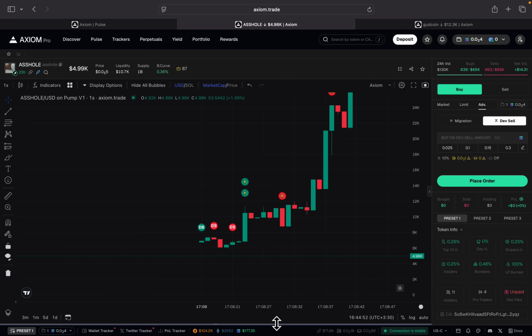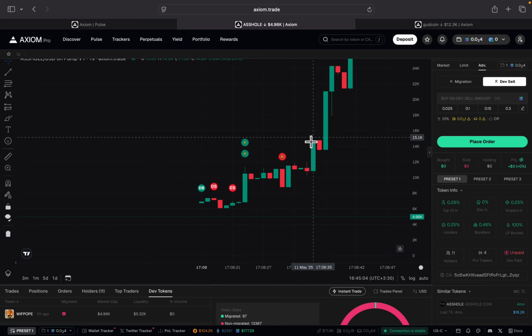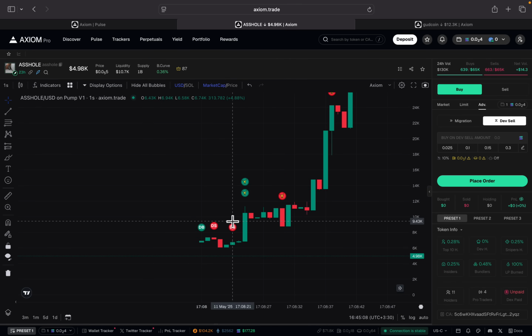graduate. If I click on dev tokens, you can see 1% of the tokens he created graduated. He created something around 30,000 tokens. It's better than having nothing. But here's the important thing. As soon as he launched the token, it got a volume, and Dev sold his bag at $7,000 market cap. Devs usually sell at this stage.